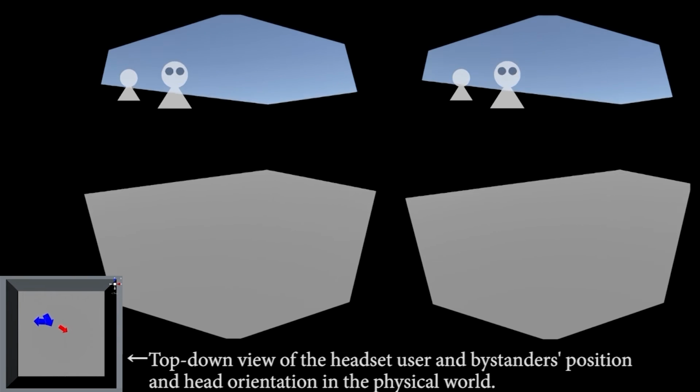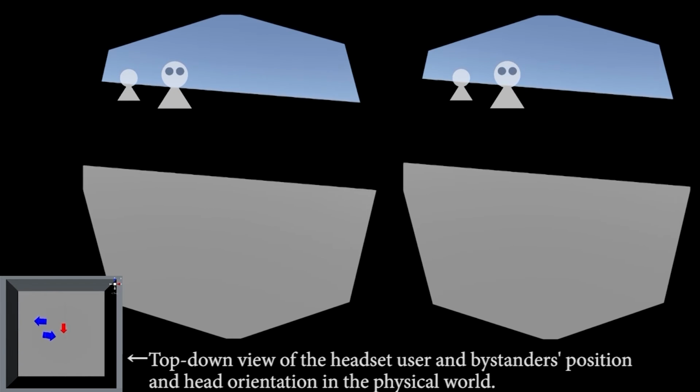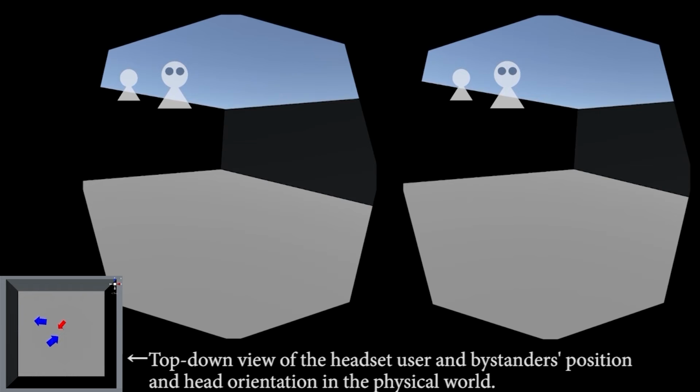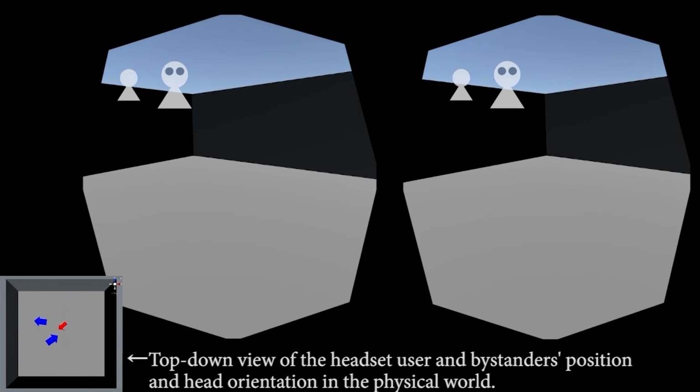When a bystander approaches the user, the icon grows as the bystander enters the play area. When bystanders are not looking towards the headset user, the eyes disappear. We show up to 3 icons, one for the 3 closest bystanders in the room.